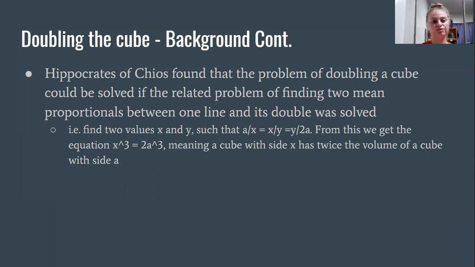So find two values x and y such that a over x is equal to x over y, which is equal to y over 2a. From this, we see that we can get the equation x cubed is equal to 2a cubed by cross multiplying, meaning a cube with the side x has twice the volume of a cube with side a. And again, we can see that the Greek geometers were not able to perform this construction using exclusively just the straight edge and the compass.